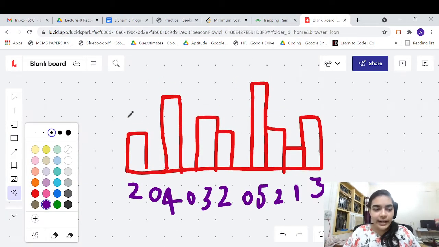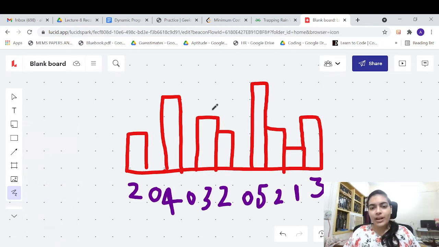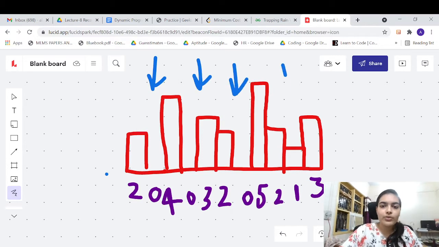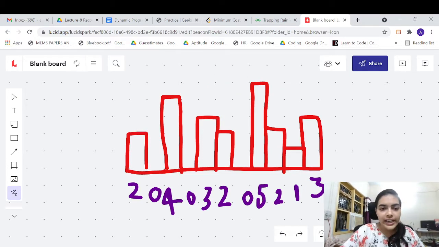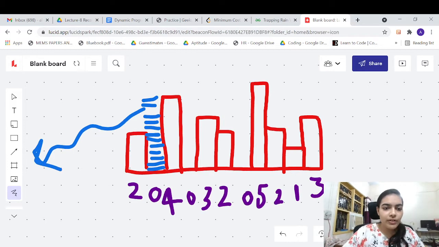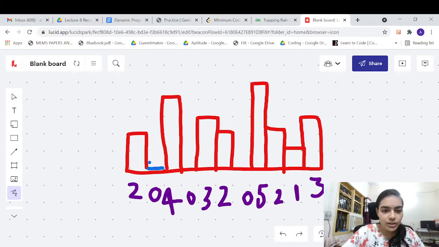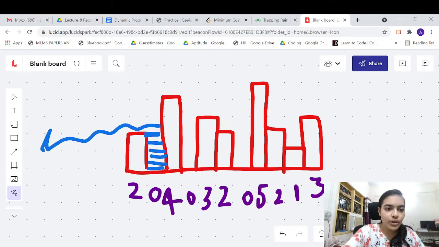Okay, let's try to see how much water this entire structure can store, right? Suppose it is raining and water is going to fall from the top. So what will happen? Each block will be able to fill water, right? Let's say this block will try to fill water. If it tries to fill more water than this, what will happen? Water will spill from this side, right? So how much water can it store? It can store only up to here. If it tries to store more than this level, water is going to spill from this side.